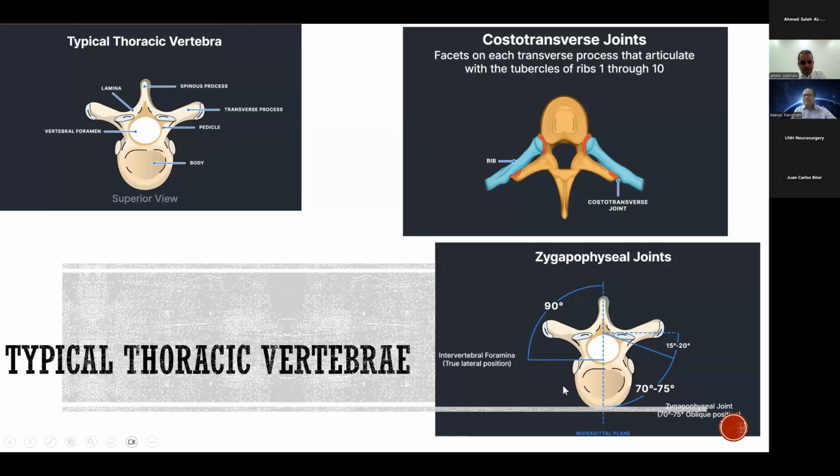So this is how a typical thoracic vertebra looks like. The spinal canal is narrower than the cervical and the lumbar, and it has a rib. It has a costotransverse joint. It has a costal joint of the rib with the body.